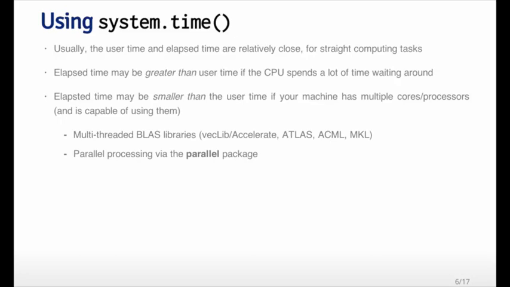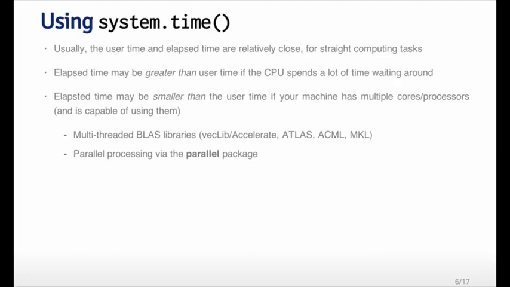The elapsed time can be greater than the user time, which means that you spend more time waiting around than the computer actually spent dealing with your code. The idea is that the computer may spend a lot of time waiting around for other things to happen, things that are external to the program itself. And so the CPU doesn't actually spend a lot of time working on your code. It may be spending a lot of time working on other things that are going on in the background.